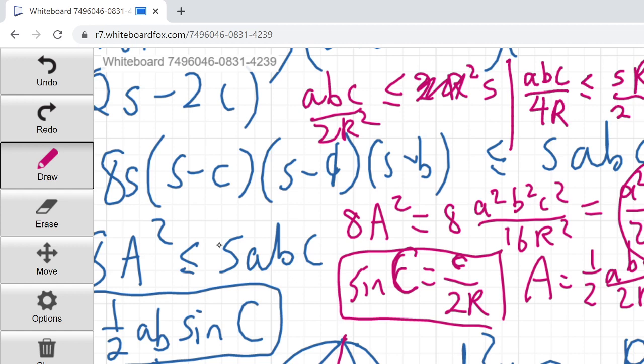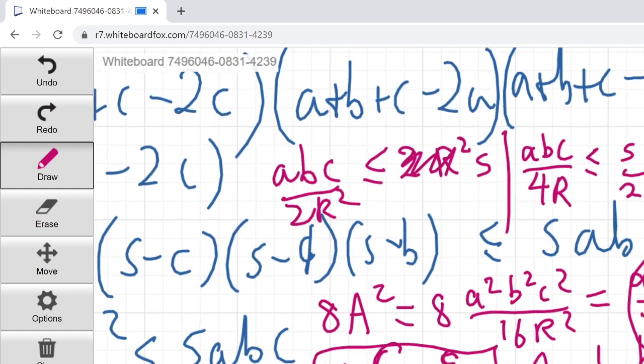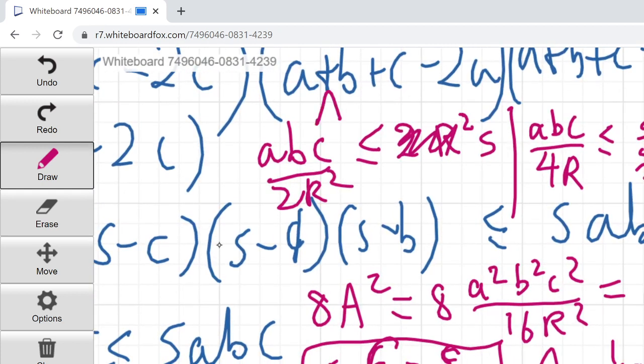Now why do we have this? Michael, explain. Yes, but Michael's going to do some trigonometry trick. We're trying to show the area is less than or equal to SR over 2, right?